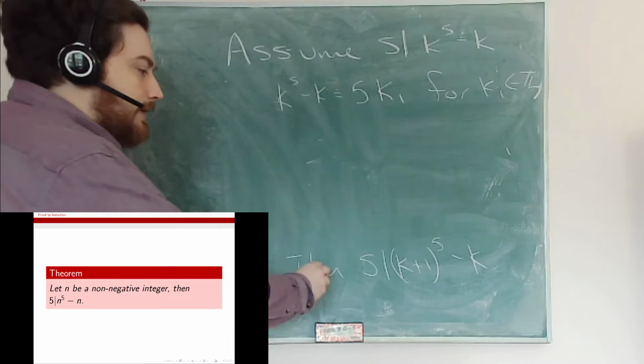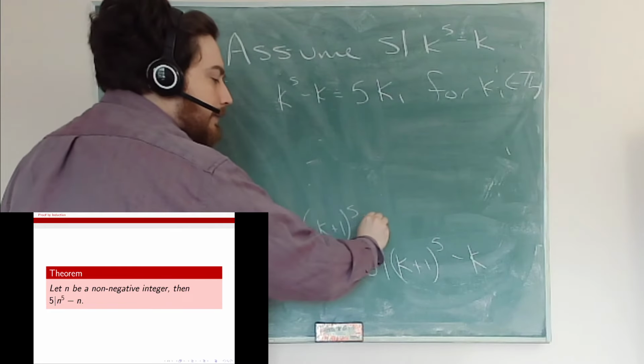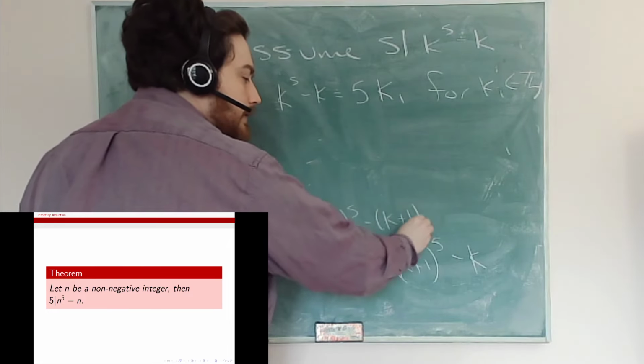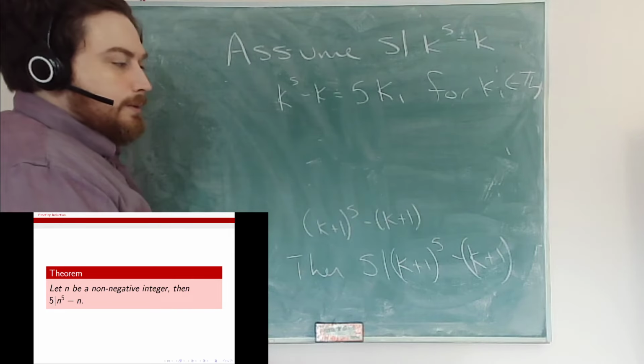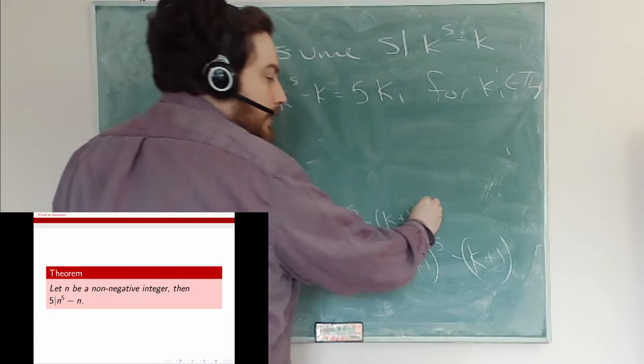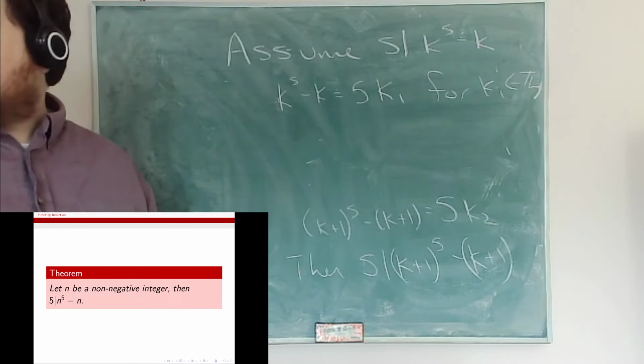And what I want to show is that k plus 1 to the 5th minus k plus 1. Sorry, this should be a k plus 1 because I want to substitute in k plus 1 where there was an n. We want to show that that is equal to 5 times k2 for some integer k2.